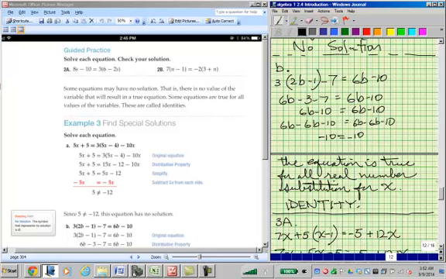Negative a billion, Googolplex, pi, e. No matter what you put in, you're going to end up with negative 5 equals negative 5. Okay, infinite number of solutions, and it is an identity. 3b.